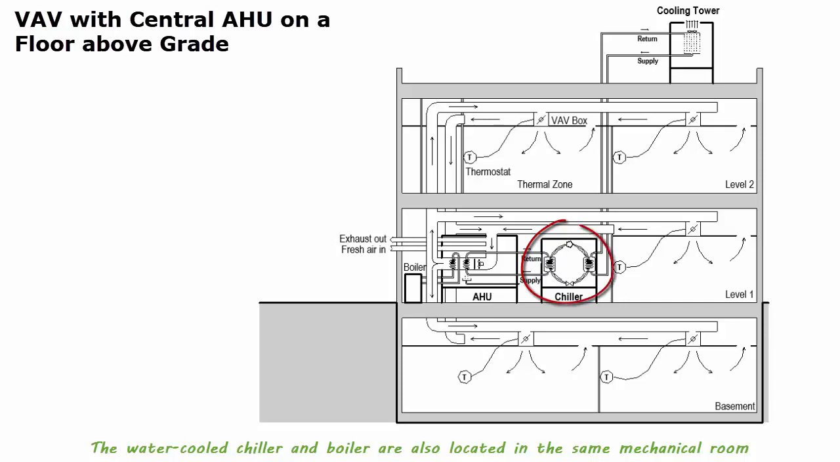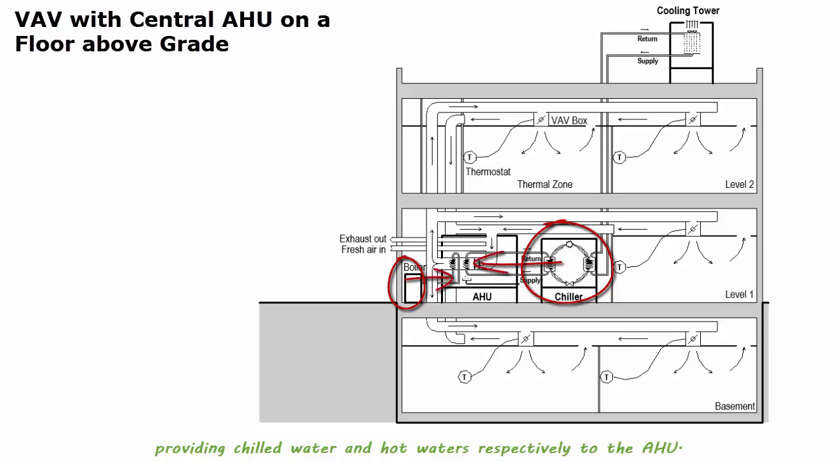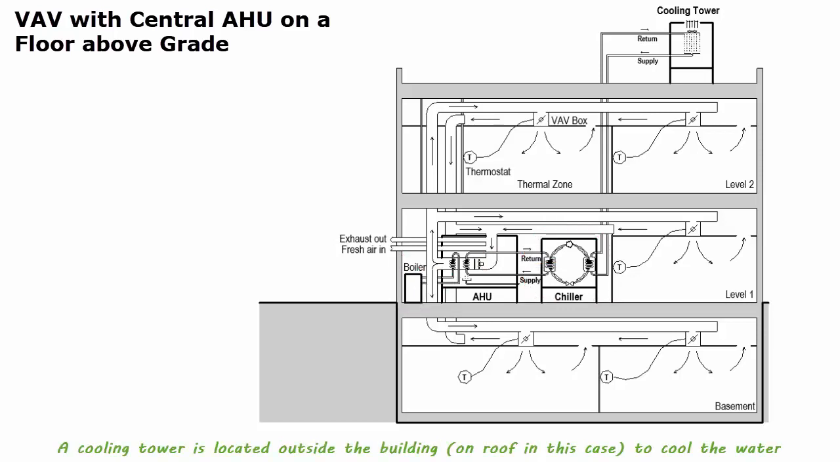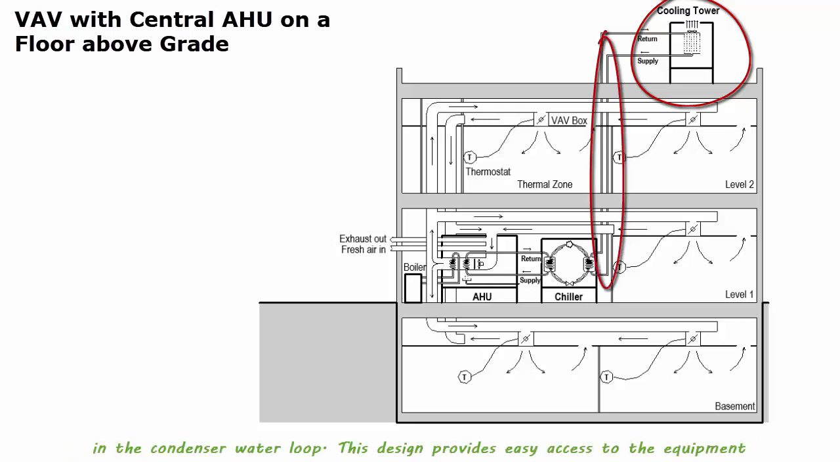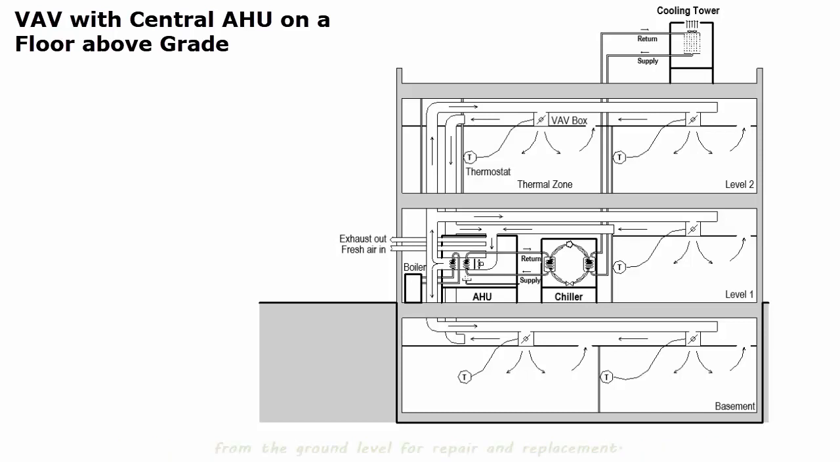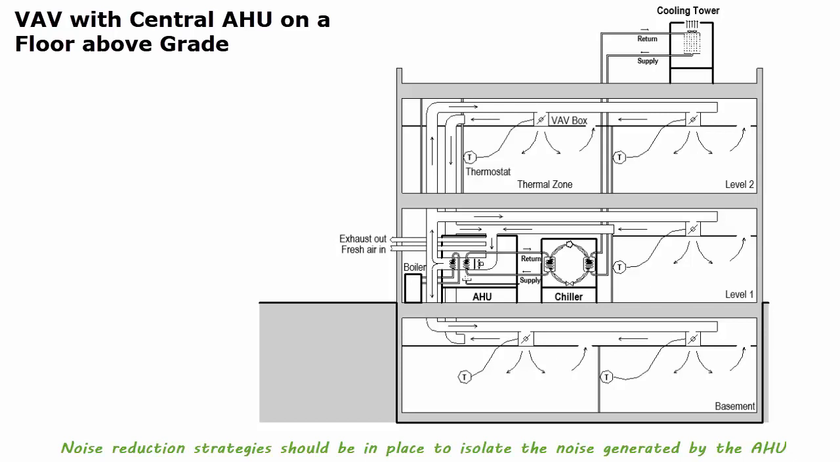The water-cooled chiller and the boiler are also located in the same mechanical room, providing chilled water and hot water to the air handling unit. A cooling tower is located outside of the building, on the roof in this case, to cool the water in the condenser water loop. This design provides easy access to the equipment from the ground level for repair and replacement. Noise reduction strategies should be in place to isolate the noise generated by the air handling unit and the chiller from the rest of the floor.